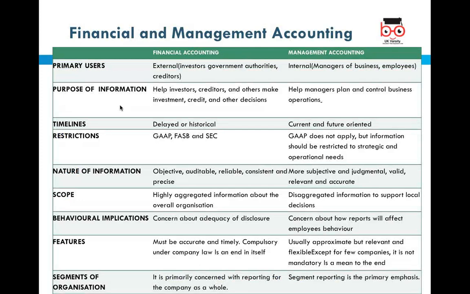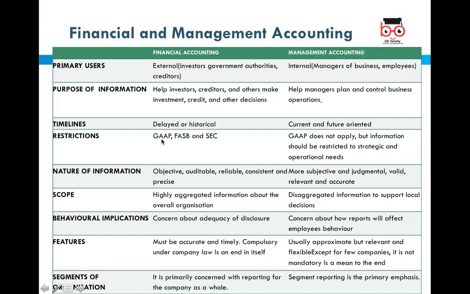So there is a difference between financial and management accounting, and there is a difference between financial and cost accounting. In financial and management accounting, the primary uses differ. Financial accounting is external, for the investors, governments and other authorities, creditors, suppliers. And management accounting reports only for the internal managers of the business. The purpose of financial accounting information is to help investors, creditors, and others make investment, credit, and other decisions. And the purpose of management accounting is to produce internal reports to help managers plan and control business operations.